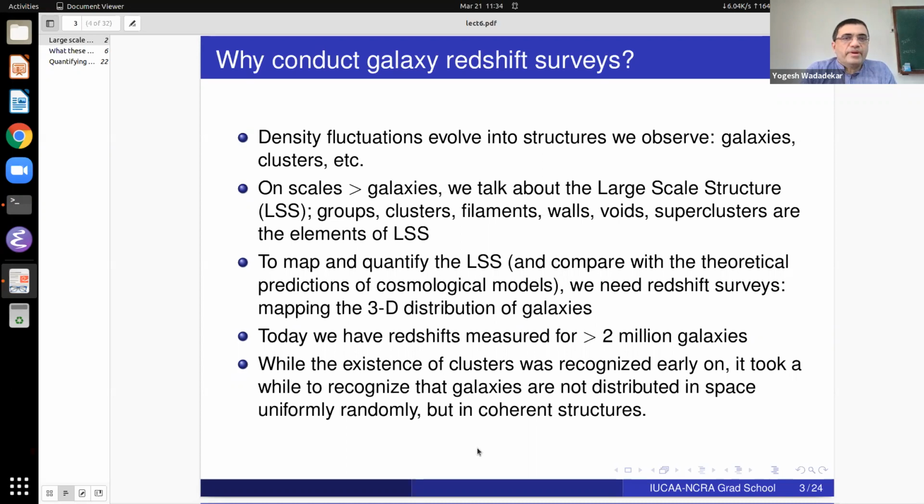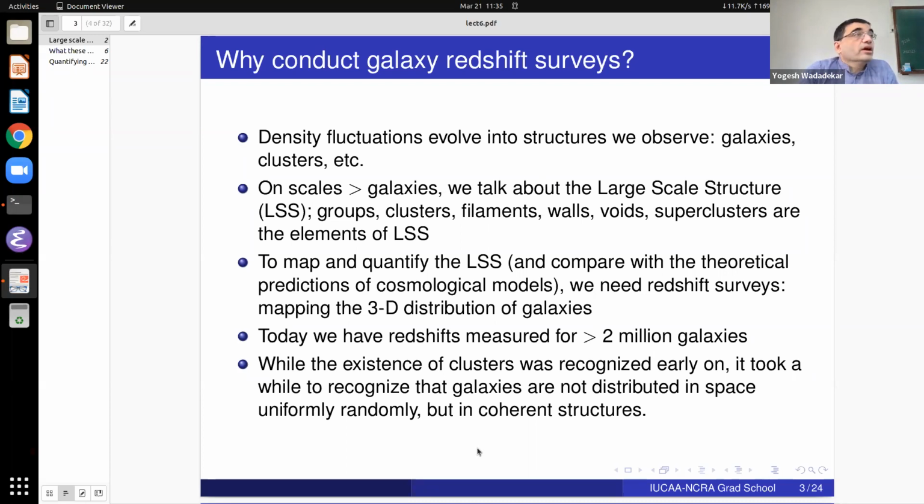And obviously, to map and quantify the large-scale structure and to compare it with the theoretical predictions of cosmological models, we need redshift surveys. Redshift surveys basically map for you the 3D distribution of galaxies. The 2D distribution is very easy. You just do any imaging survey, and you get the two-dimensional distribution of galaxies. But in order to get the third dimension, the distance to the galaxy, you need to do a redshift survey.